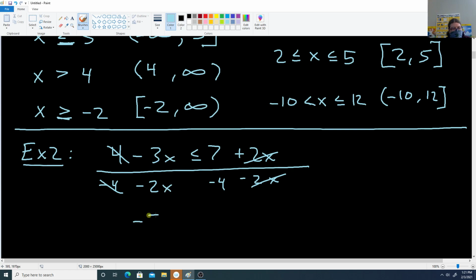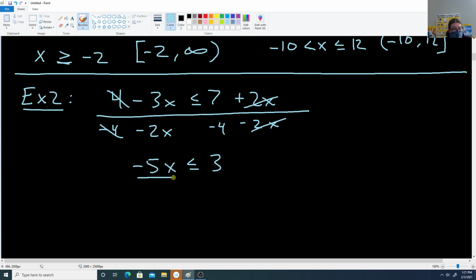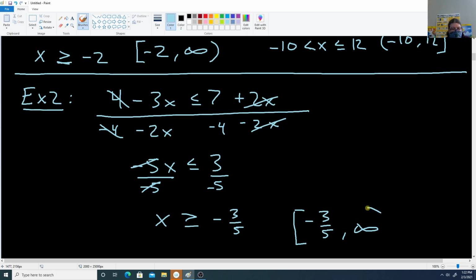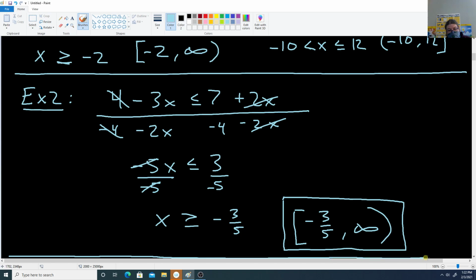Negative 3x take away 2 x's is negative 5 x's. It's less than or equal to 7 take away 4, which is 3. In this step I divide by a negative 5. Since I'm dividing by a negative, the inequality flips direction, and I get x is greater than or equal to negative 3/5. So this will be negative 3/5 on up to infinity. It's okay to equal negative 3/5, and infinity always gets an open bracket. So we say, all right, there is our solution to that one.